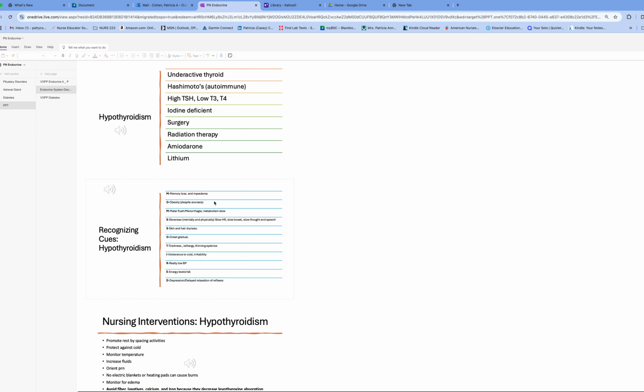So everything's going to be low and slow with hypothyroidism. So they're going to be obese, but anorexic, okay? They're going to move slow. They're going to be apathetic. They're going to have constipation.